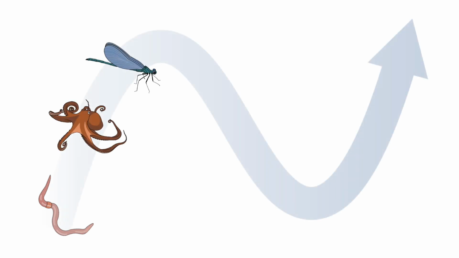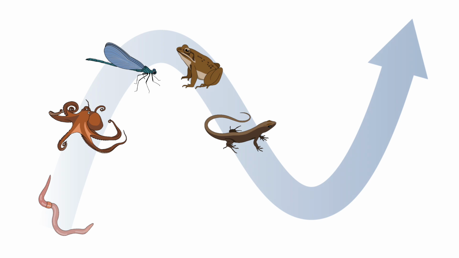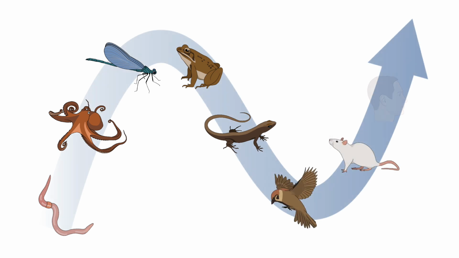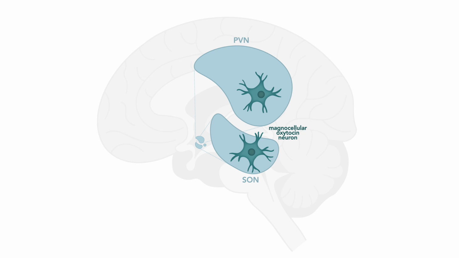From an evolutionary standpoint, oxytocin is highly conserved. We see homologous forms of oxytocin across a variety of species, including both vertebrates and invertebrates. In mammals, oxytocin is produced in the hypothalamus, primarily within 3 nuclei: the paraventricular nucleus, the supraoptic nucleus, and accessory nuclei. Within these nuclei, we can identify 2 main types of oxytocin neurons: magnocellular oxytocin neurons and parvocellular oxytocin neurons.